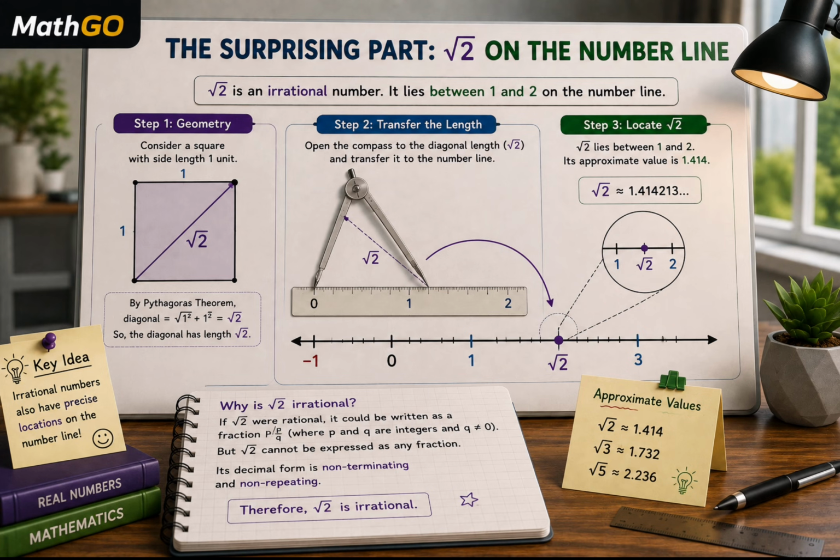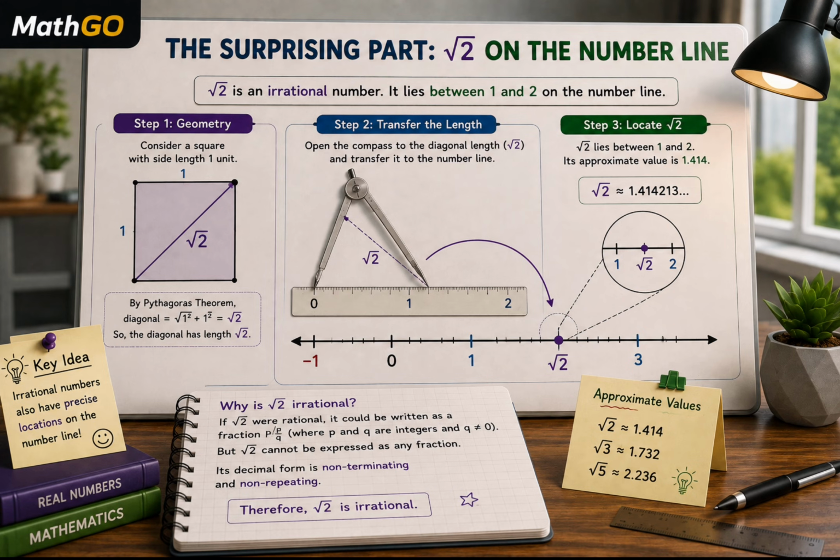But the decimal does not end. It continues, 1.4142135 and so on. And it does not repeat in a predictable pattern. That's why root 2 is irrational. But here's the important part. Irrational does not mean imaginary. Root 2 has a real, exact position on the number line.